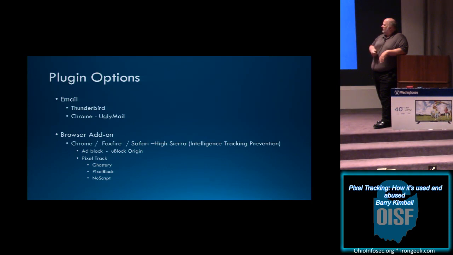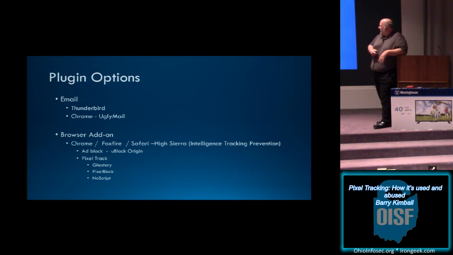Some email plugins. Thunderbird's one of the nicer email utilities, ironically, because Outlook doesn't care. Outlook automatically passes all pixel tracks. There's a plugin for Chrome if anybody uses Chrome as your email browser, Ugly Mail. And then some other plugins.